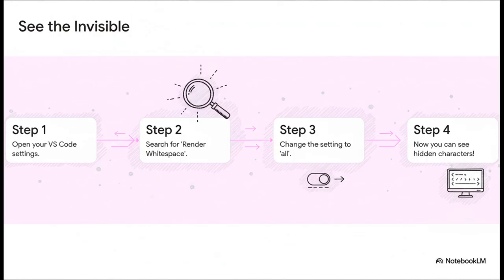And here's a cool little tip for any of you who code. You can actually see these invisible characters. If you use a text editor like VS Code, just pop into your settings and search for a setting called Render Whitespace. If you change that to all, boom. Suddenly you'll see little symbols for every single space and tab. It's a really neat way to make the invisible visible.